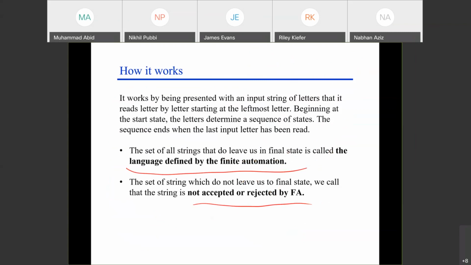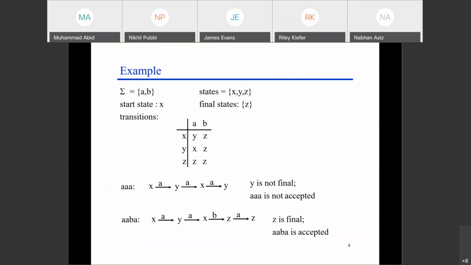So this is the idea behind that. The word should finish at the final state. If it does not, it will be rejected by that FA. It means this word does not belong to this language. Okay, so now we have this example here.